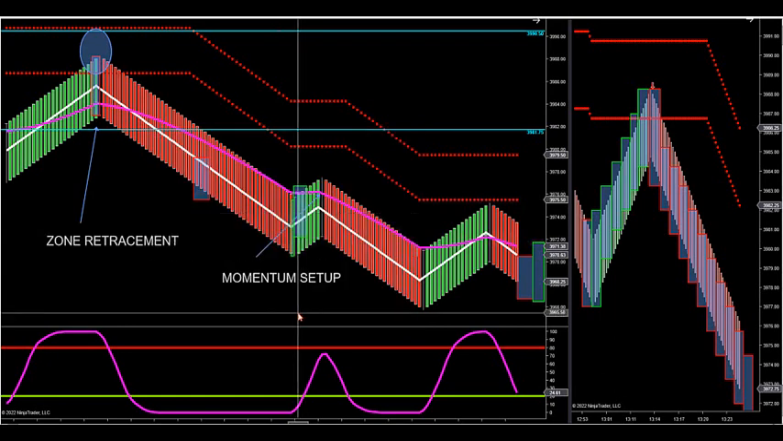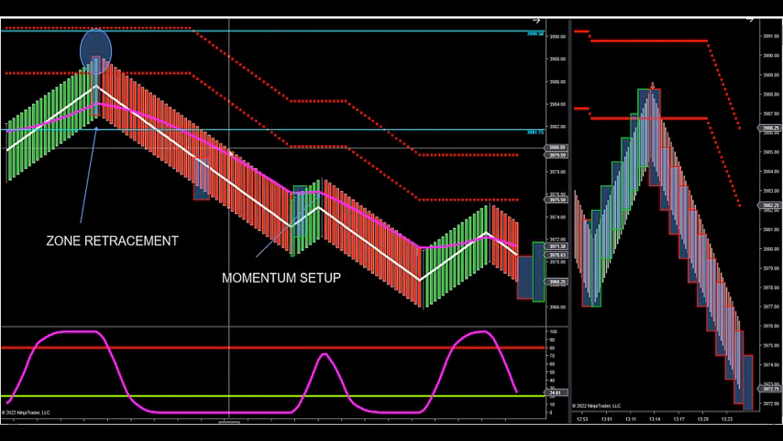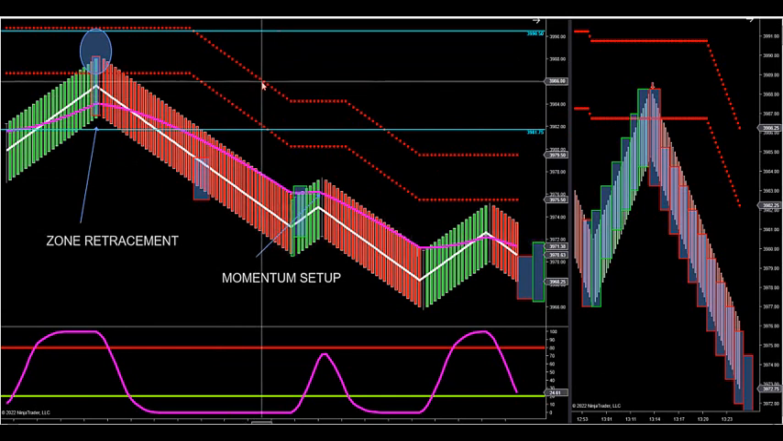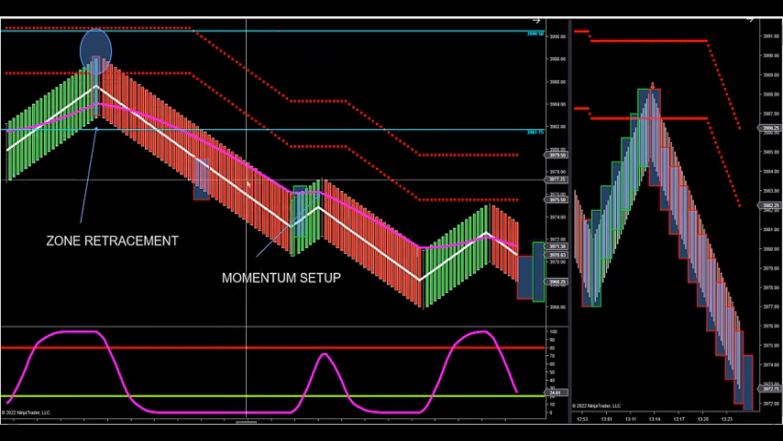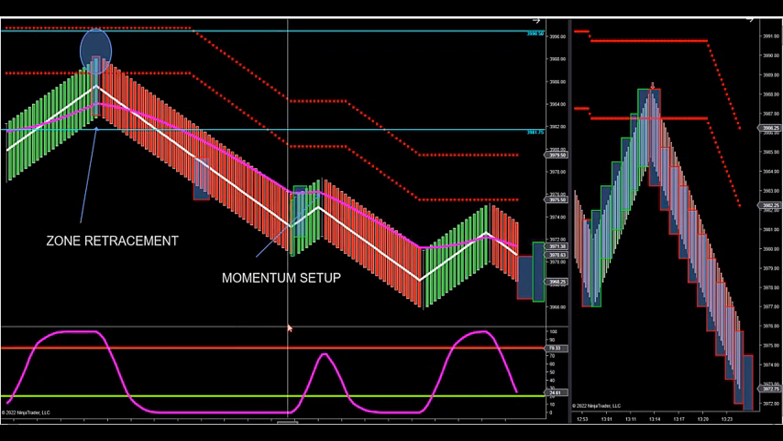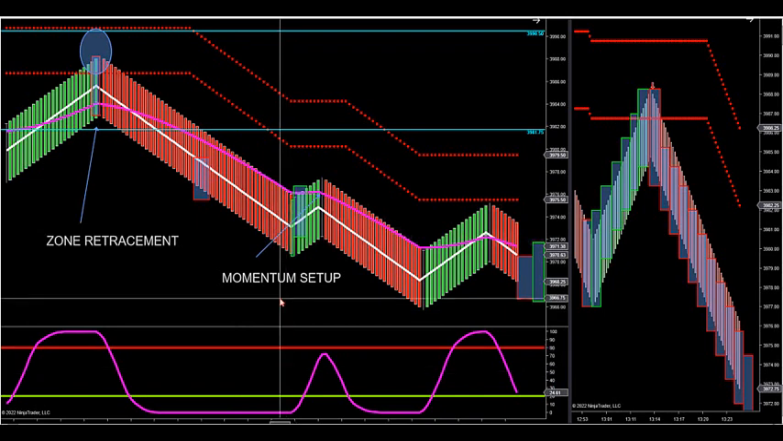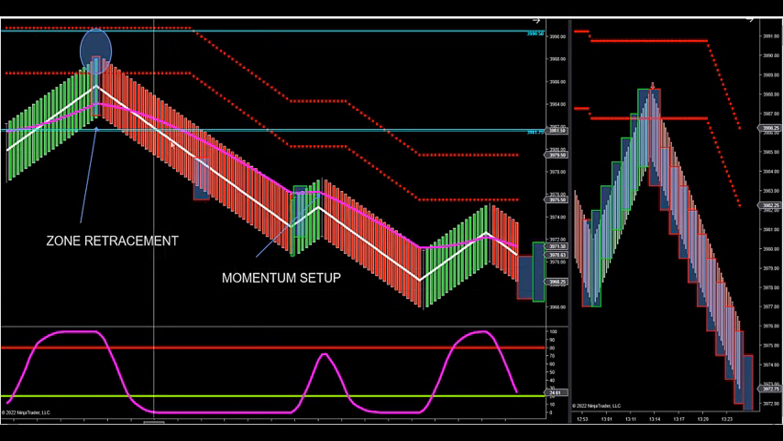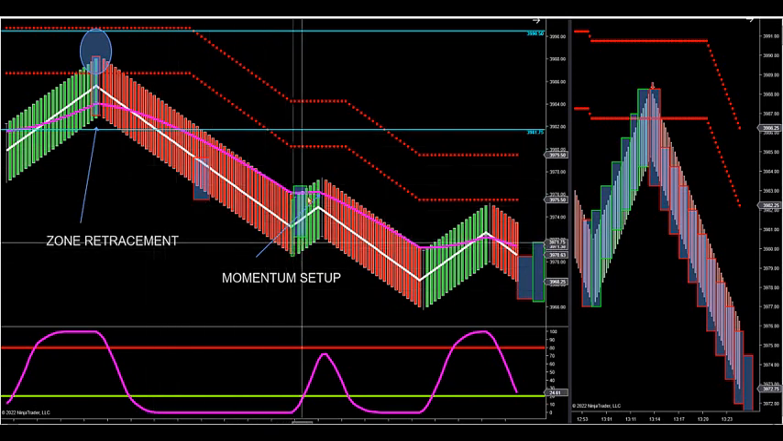So our momentum setup is comprised of this: I have two moving averages on top of my ATR chart, which I'll send out tonight how to do it. And then I have an oscillator below. Now, momentum means that you have strength to the downside or strength to the upside.